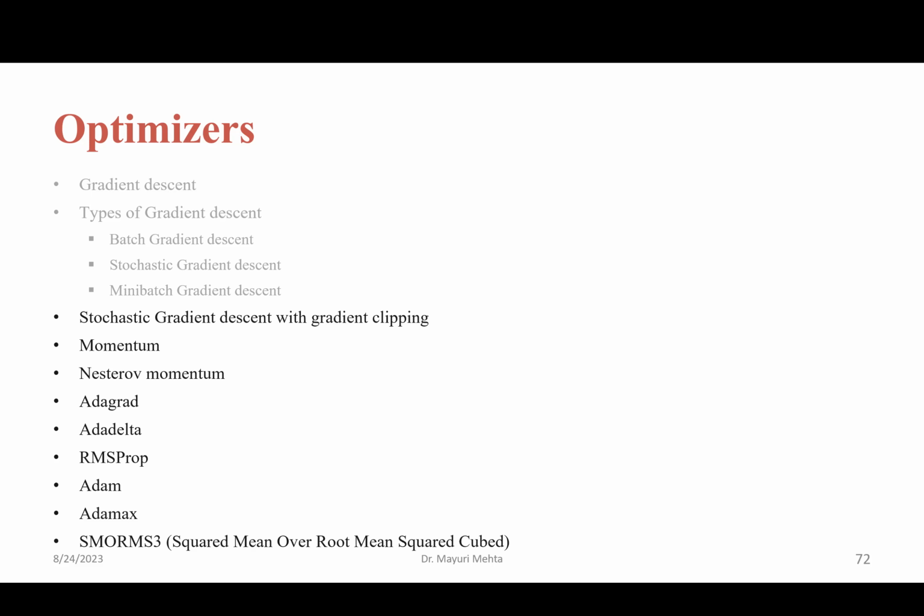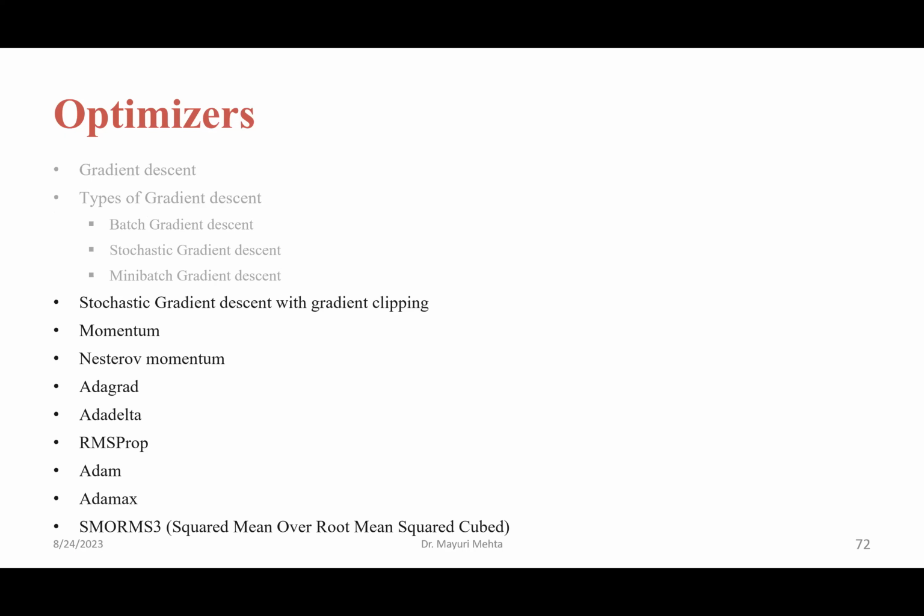Cube root of the moving average of the cube of the squared gradients. So this is how it differs from RMS prop. Otherwise, it is functioning similar to RMS prop, right? So these are all optimization techniques.